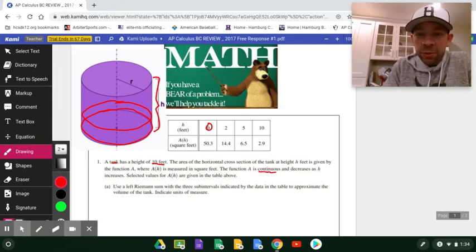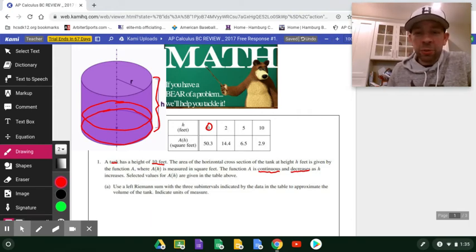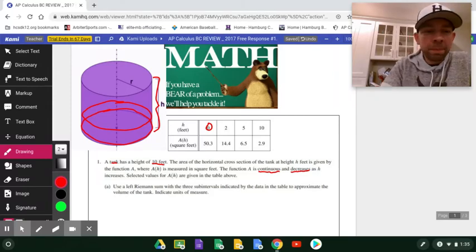A is continuous, which is great to know, and it also decreases. That's really good to know. Okay, so we jump into part A, and they said use a left Riemann sum with 3 subintervals indicated by the table to approximate the volume of the tank.